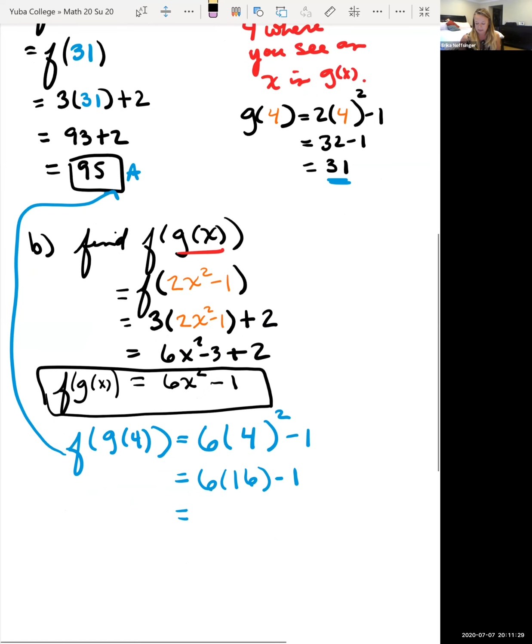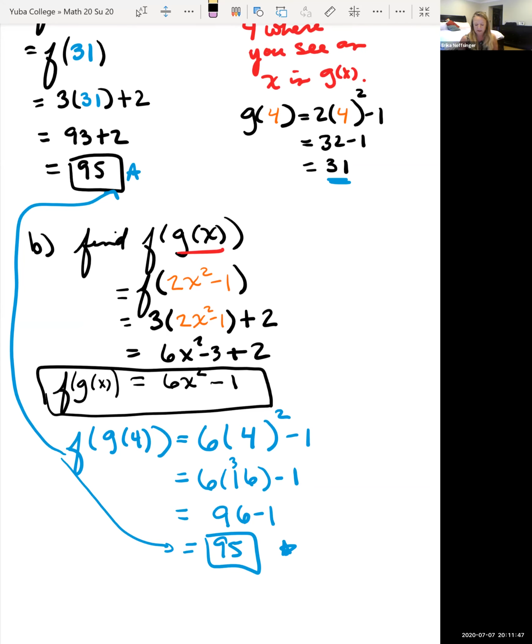So 6 times 16. Well, 6 times 6 is 36. Carry my little 3. 6 times 1 is 6 plus the 3 is 9. So that's 96 minus 1, which is 95. Okay, so they're the same thing.